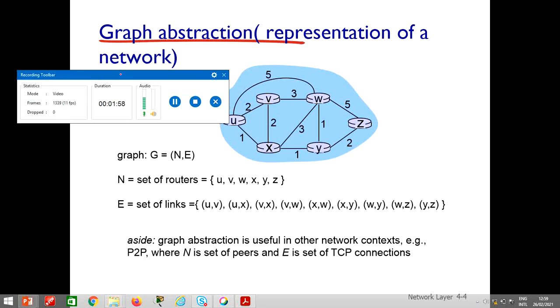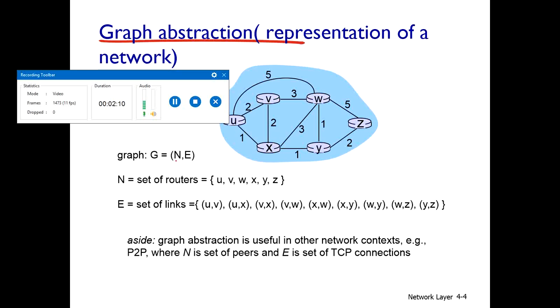Alright, so basically a network is considered as a graph. So we use a graph to represent a network. A graph, as we know, consists of nodes and edges. So if we visualize a network as a graph, then what are nodes and what are edges? Nodes are the set of routers. For example, in this picture, U, V, W, X, Y, Z are all routers. And edges are the set of lines or interconnections between the routers.